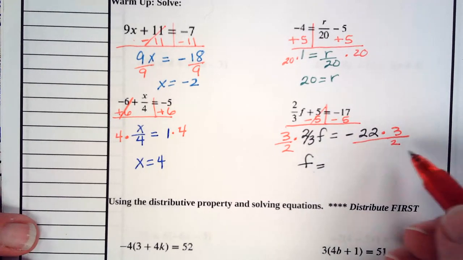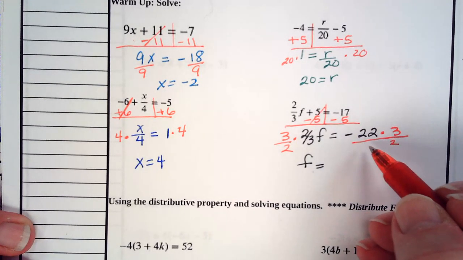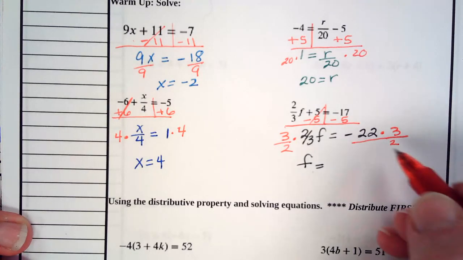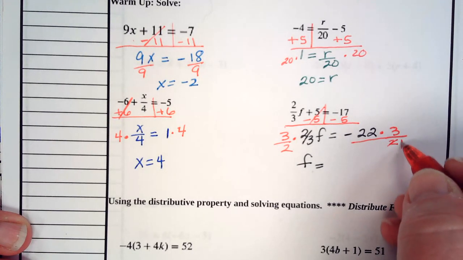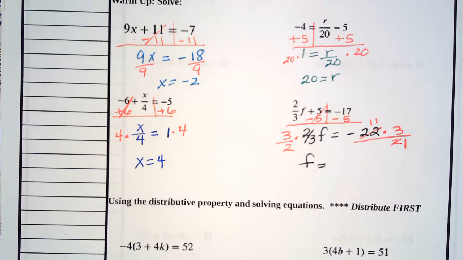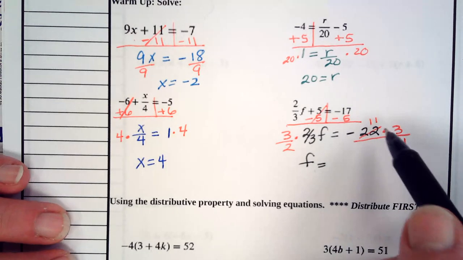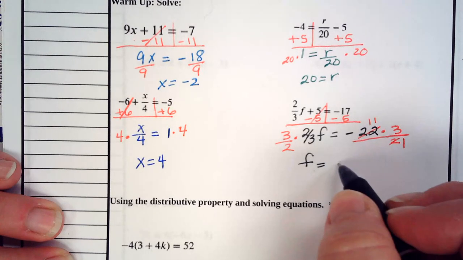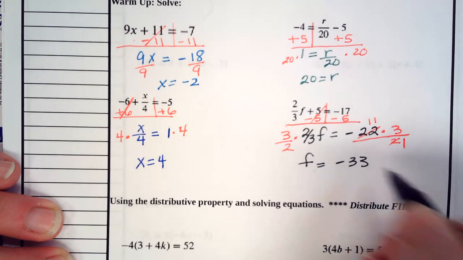Okay, if I'm looking, I see a 2 and a 22. I know that 22 is divisible by 2. 2 divided by 2 is 1. 22 divided by 2 is 11. If you don't remember how to do that, go ahead and multiply the top and then divide by the bottom. Negative 11 times 3 is negative 33. And we're done.